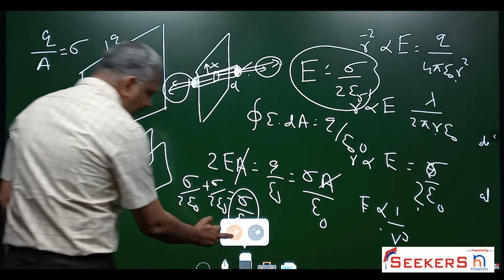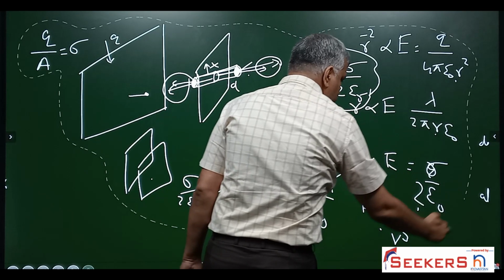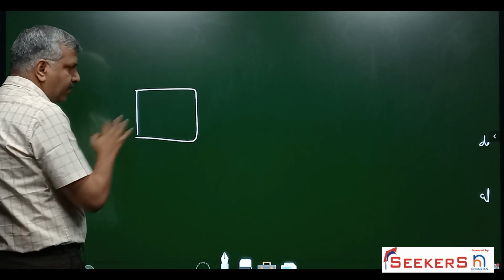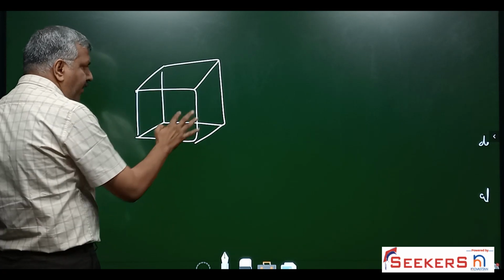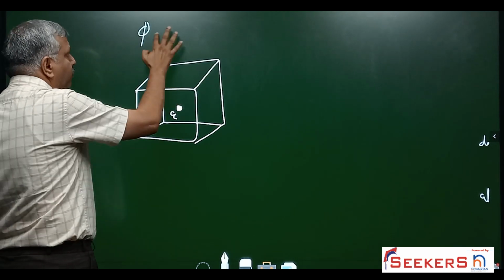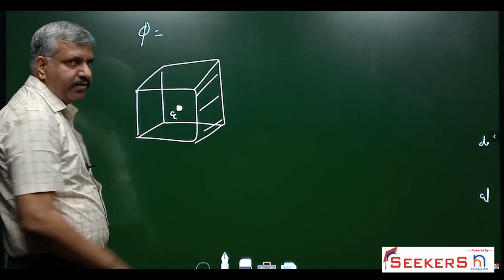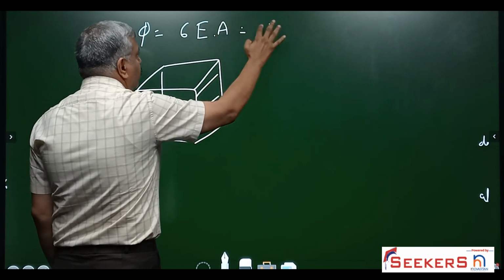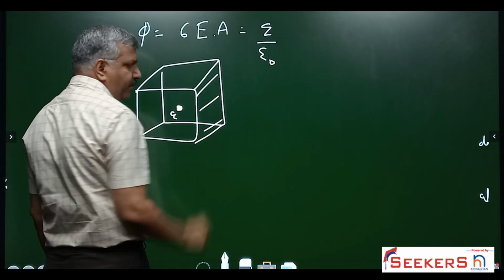One simple question which I like to do all the time is this: suppose I have a cube, and inside the cube, suppose there is a charge Q. So what is the flux through this cube? There are 6 faces here. The electric field at each face will be the same because the charge is at the center. So I can say that 6 times E into A is equal to Q by epsilon naught. So first, the flux through the cube is equal to Q by epsilon naught.